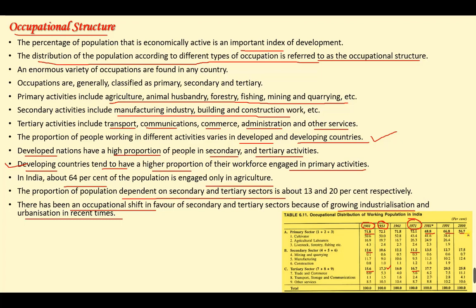And up to 2000, a better improvement is visible. That is 56.6, but even more than 50% of the population is engaged in primary sector activities. And this is 17, and the tertiary sector increased up to 25.8%. This is 2000 data. In 2011, this is given here, 64% of the population is in only agriculture. So still this dependency is seen on the primary sector.